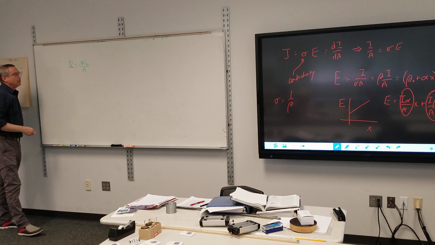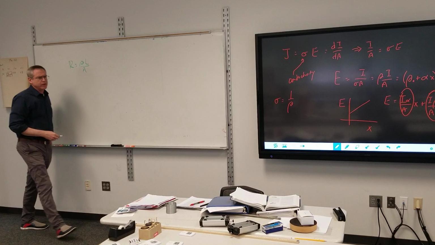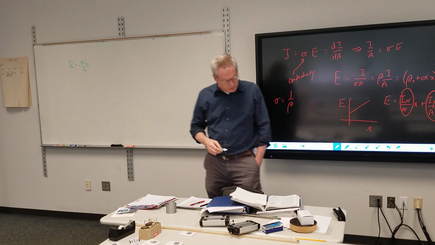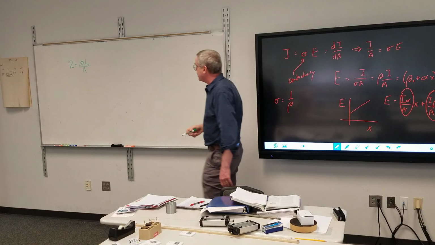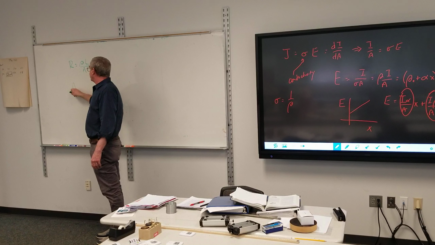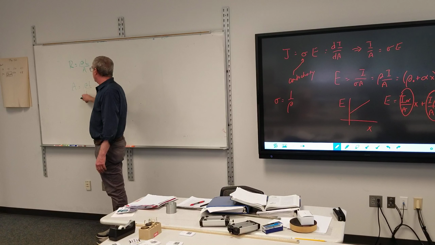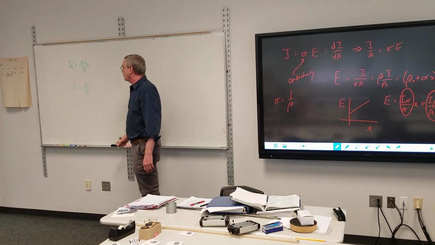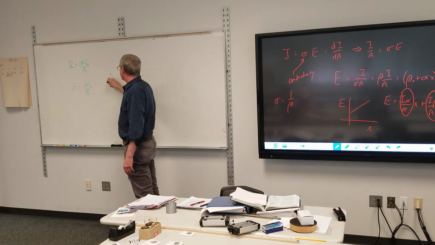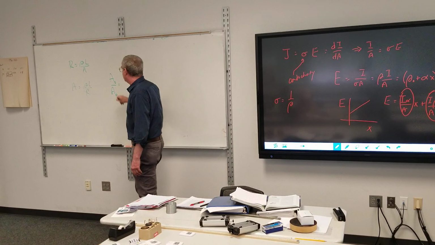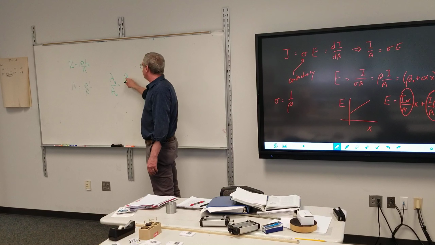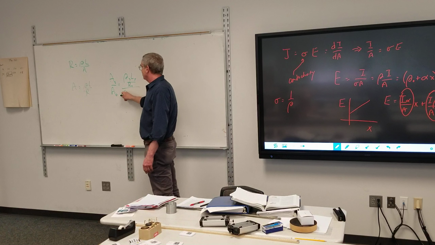All right. So we are looking at the ratio of cross-sectional areas. From this, I know that the area is equal to rho L over R. So the cross-sectional area of silver over the cross-sectional area of gold is equal to rho silver L silver over R silver, divided by rho gold L gold over R gold.